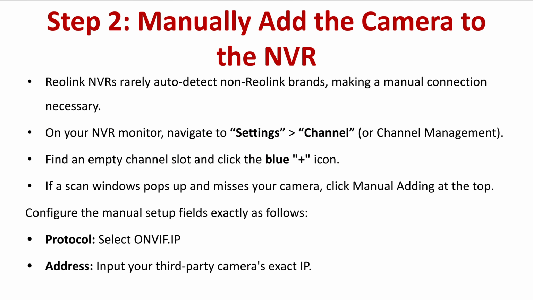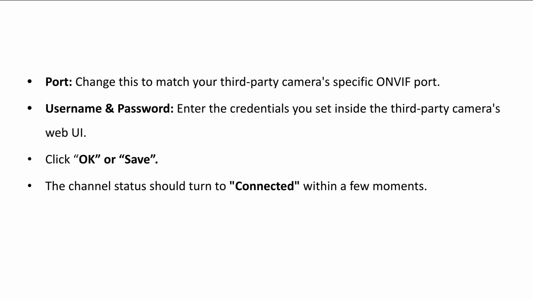Configure the manual setup fields exactly as follows. Protocol: select ONVIF. IP address: input your third-party camera's exact IP. Port: change this to match your third-party camera's specific ONVIF port. Username and password: enter the credentials you set inside the third-party camera web UI. Click OK or Save. The channel status should turn to connected within a few moments.